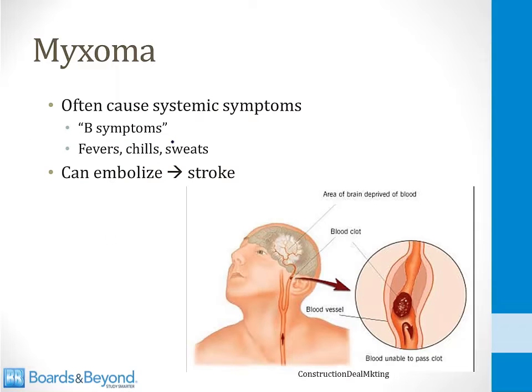Patients who develop myxomas often have systemic symptoms, which are called B symptoms. These are symptoms like fevers, chills, and sweats. In addition, a piece of that mobile myxoma can break off and embolize and cause a stroke, so one of the risks among patients who have myxomas is that they may develop a stroke.